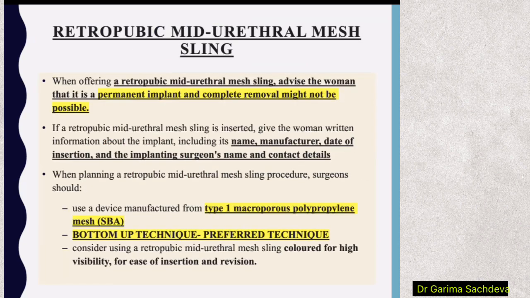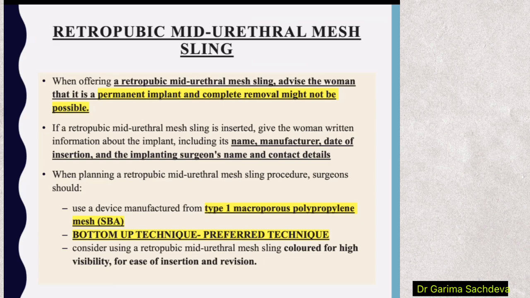Then retropubic mid-urethral slings. When offering a retropubic mid-urethral mesh sling, advise the women that it is a permanent implant and complete removal might not be possible. Suppose there is exposure, it becomes difficult to remove it. It can sometimes get infected, then also it becomes difficult to remove. So nowadays they are not doing it. Meshes they are not using.